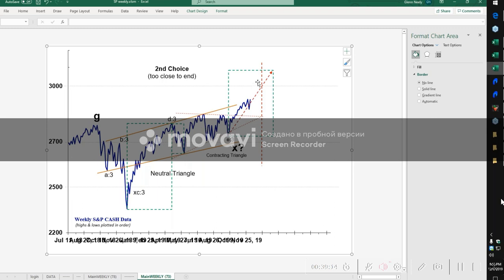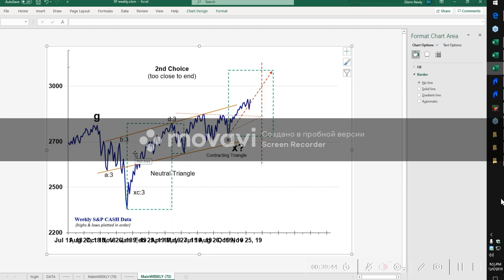And so that means we need to get a thrust, but the thrust out of a neutral triangle only needs to be about 75%, not 100%. So I've taken 75% of the biggest wave and added it here. Technically we could measure this move or this move, but the thrust out of a neutral triangle is not the same as out of a contracting triangle. It's a little more lethargic, a little less dramatic. Out of an expanding triangle, you don't really get a thrust.